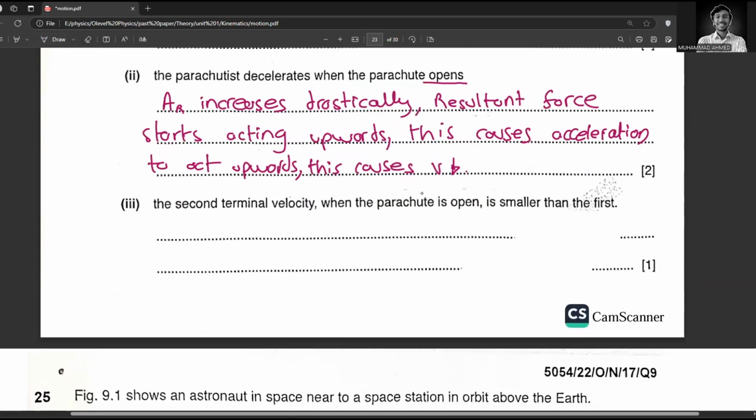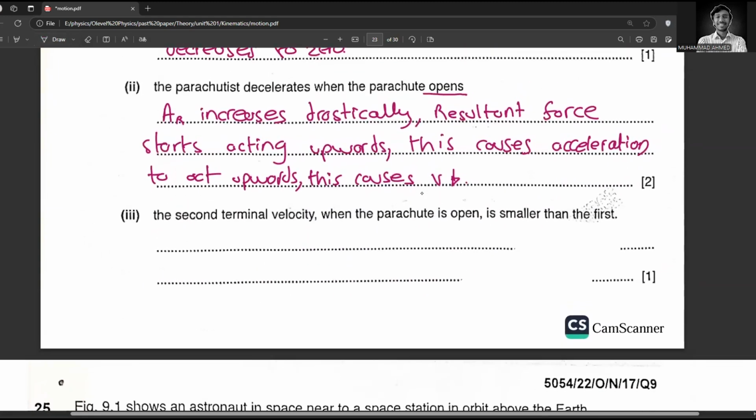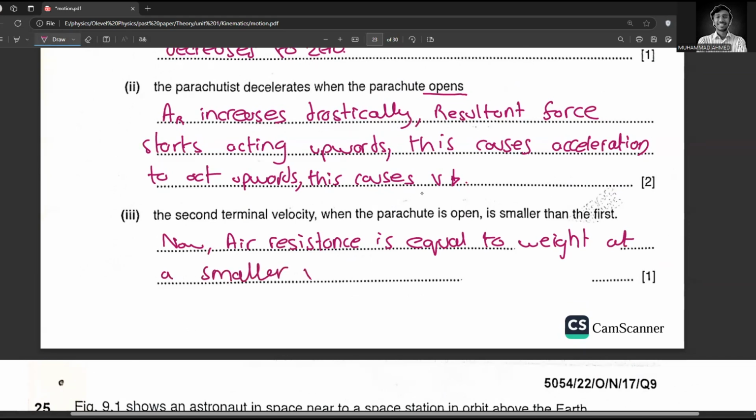Simple as that. The second terminal velocity when the parachute is open is smaller than the first. Why? Because now air resistance is equal to weight at a smaller value of velocity.